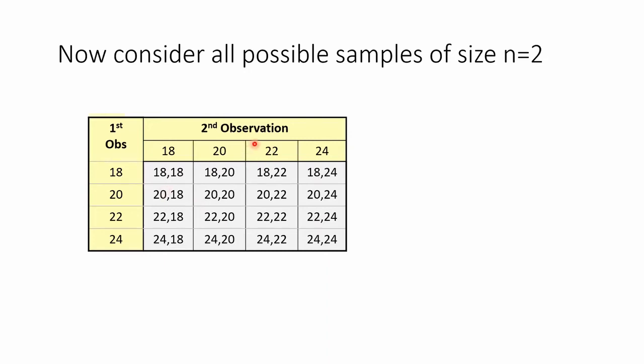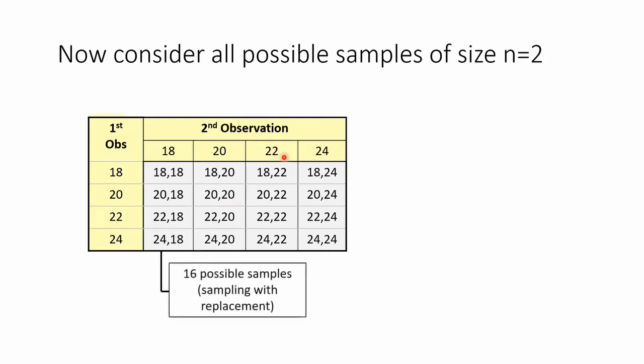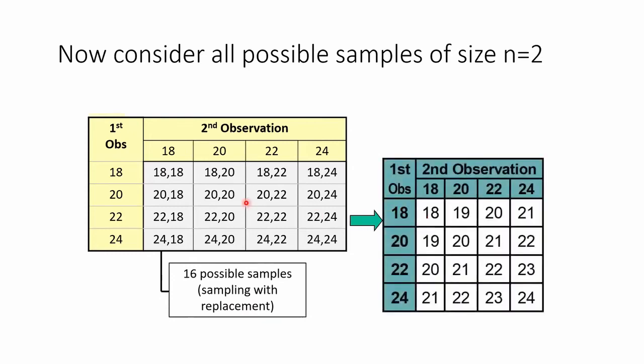If you consider all possible samples when n is 2, you would get 16 possible samples. And remember, we are doing this sampling with replacement. Then you can calculate the mean values for each of these samples. For 18, 18, the mean age would be 18 plus 18 divided by 2, which is 18. For 24 and 22, the mean is 24 plus 22 divided by 2, which is 23. So this is a table of 16 sample means, from the 16 possible samples of size n equals 2.